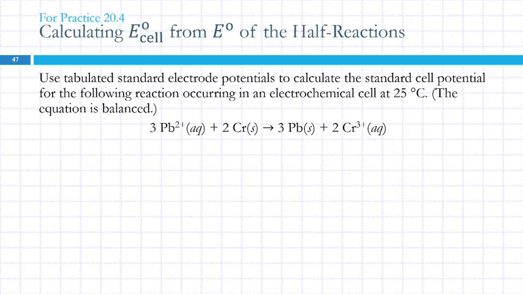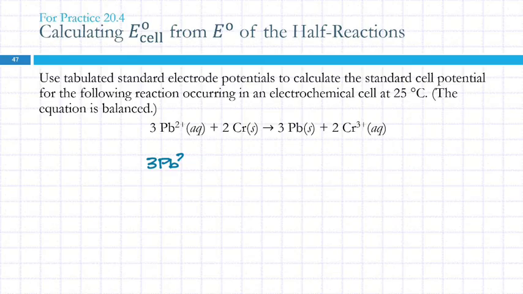Okay, it's a common kind of question. Use the tabulated standard electrode potentials to calculate the standard cell potential for the following reaction occurring in an electrochemical cell at 25 degrees Celsius, which is the standard temperature. The equation is balanced, so we don't need to mess around with that. So what we need to do here is identify the two half reactions. So I've got iron and I've got chromium. So the lead. The leads are together in one half reaction, the chromiums are together in the other.